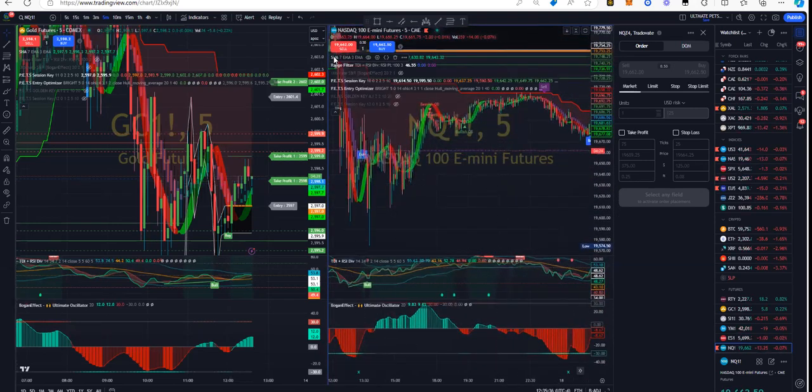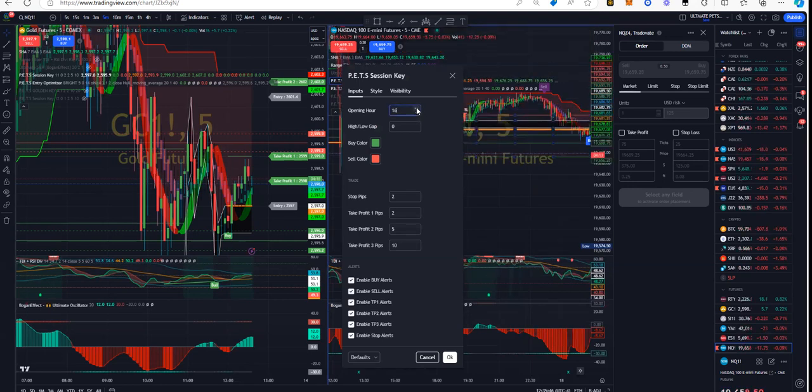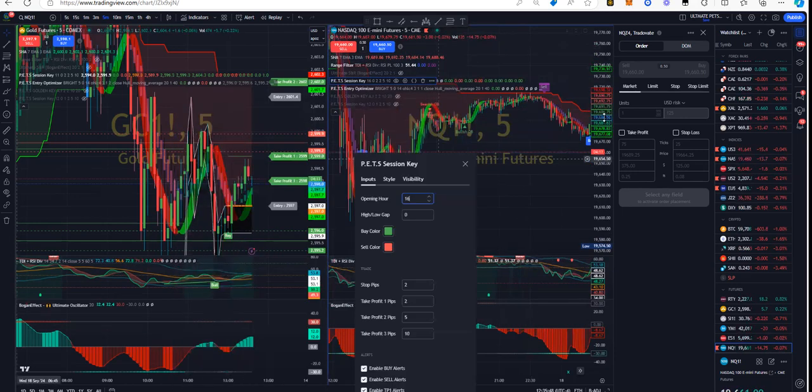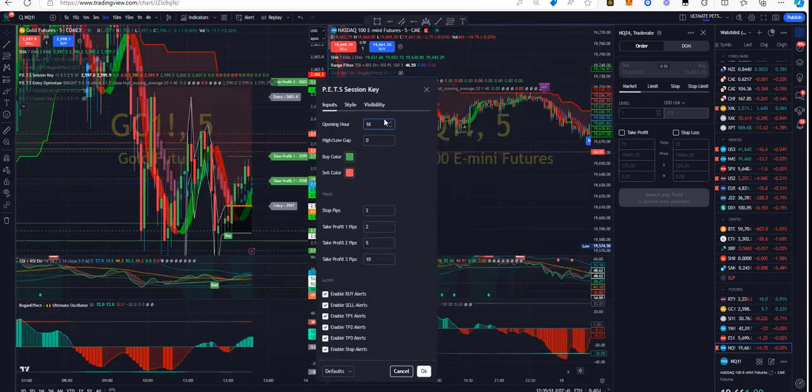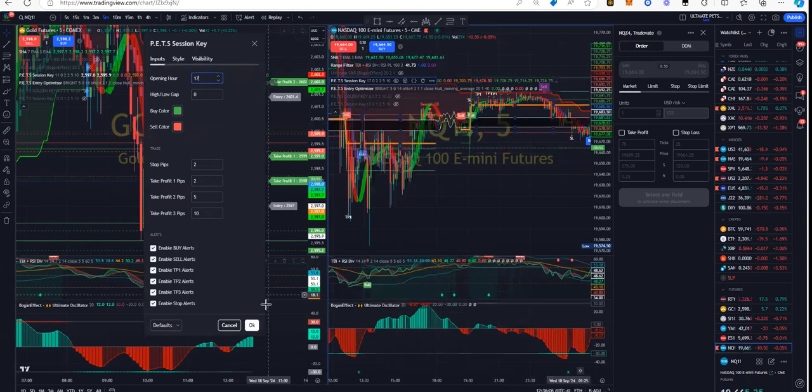Pull up the session key. When you're pulling up the session key, your opening hour for the start of the day is 6 p.m. Eastern Standard Time. If you go to 16, you will notice there are no zones on the chart, because the 16 opening hour represents 5 p.m. At 5 p.m. the market is closed. 6 p.m. There we go. So you've got 6 p.m.